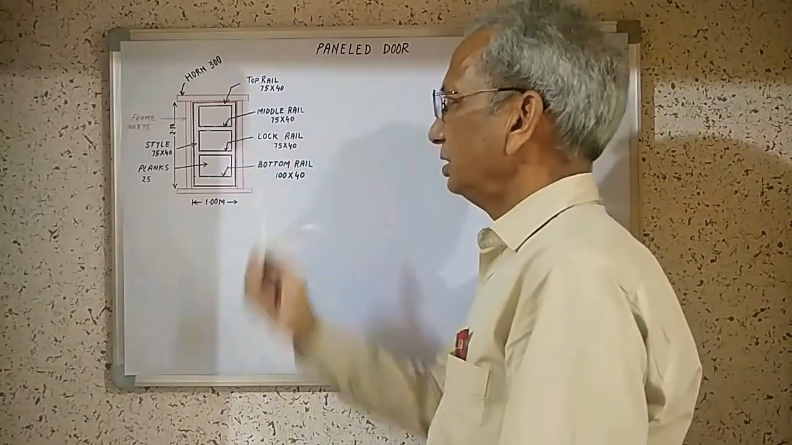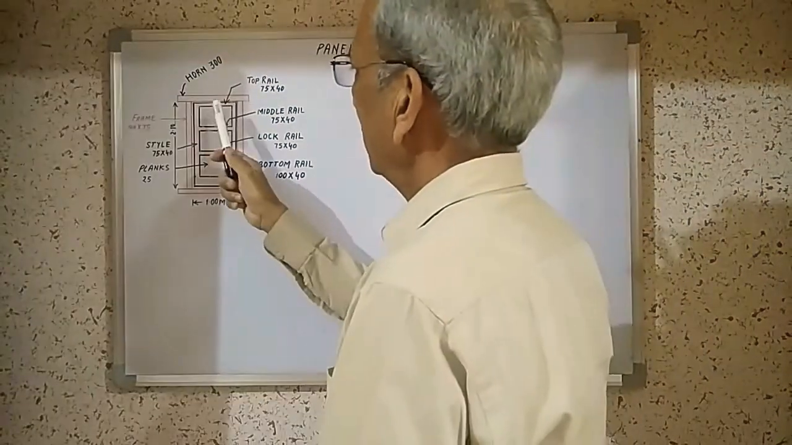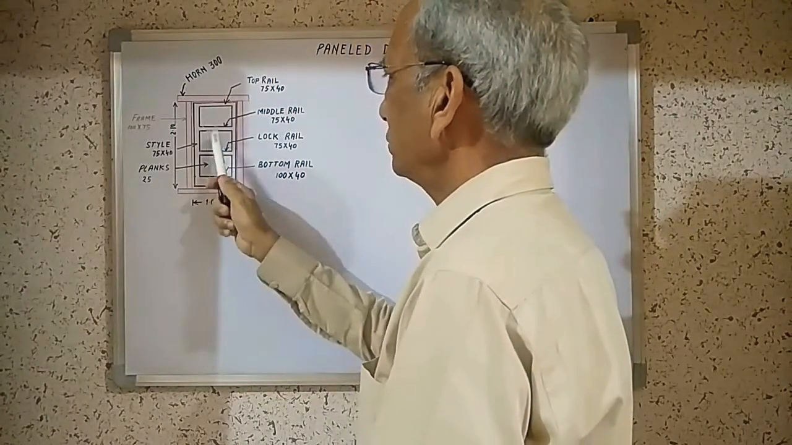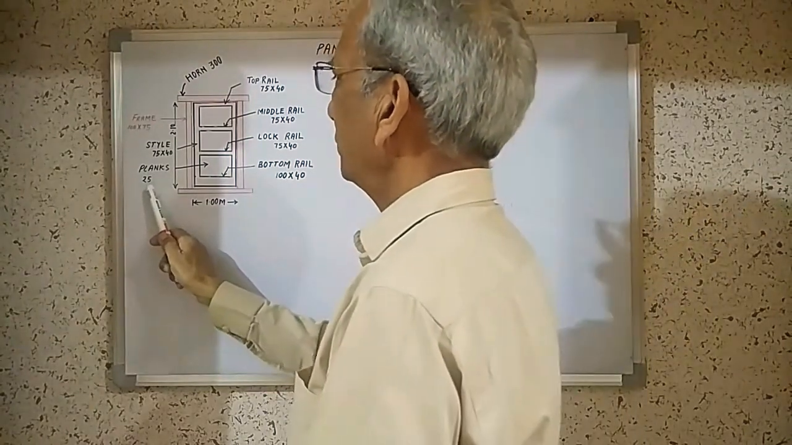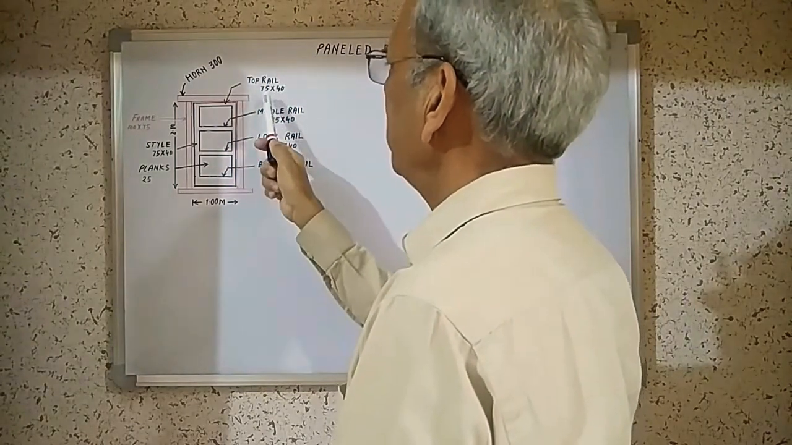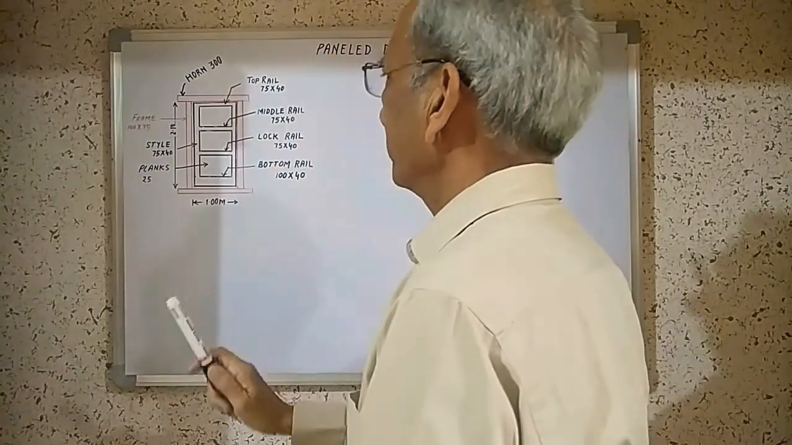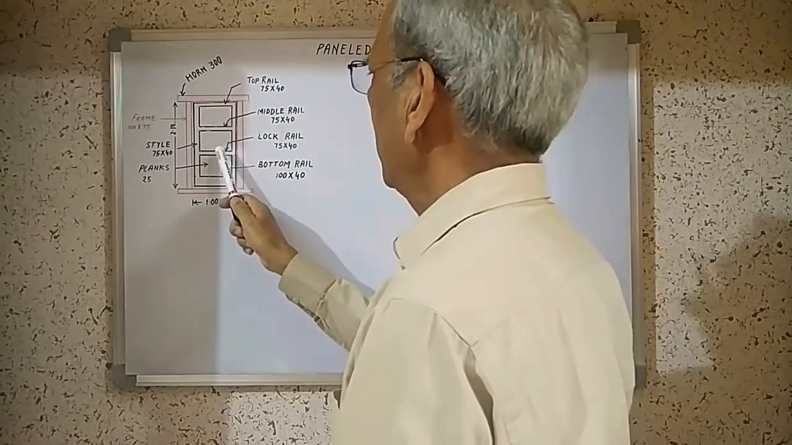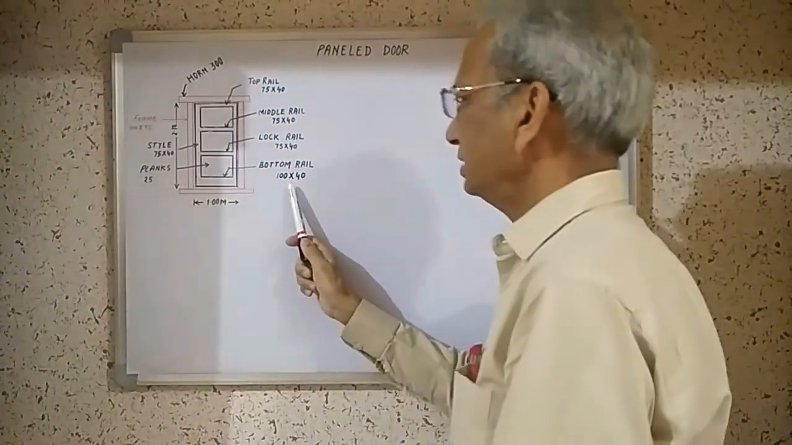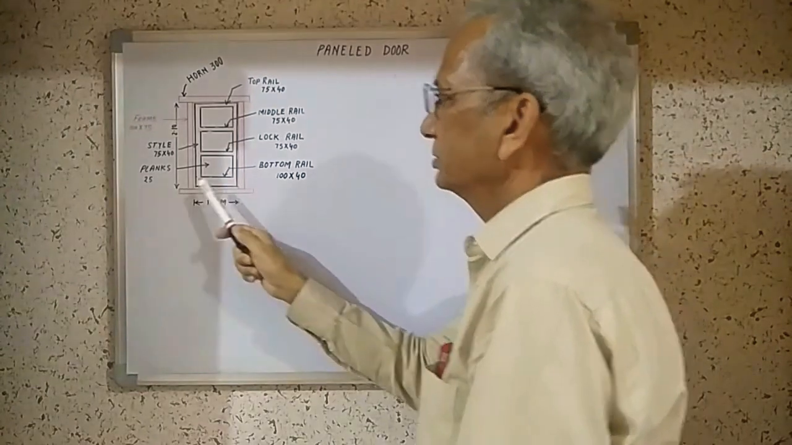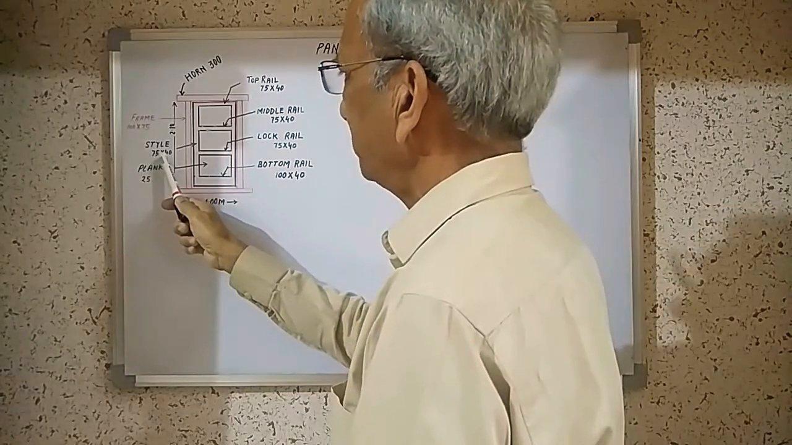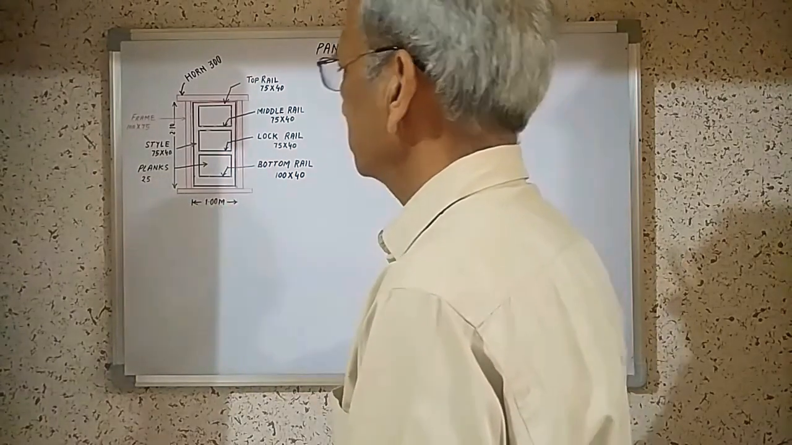Now, as far as the shutter is concerned, it has been divided into three components: planks, 1, 2, 3, planks having thickness 25 mm, and the top member is called top rail having size 75 by 40 mm. Middle rail same size, and this is lock rail same size, but bottom rail having size 100 by 40. And the vertical member is called stile, having size 75 by 40, two in number.